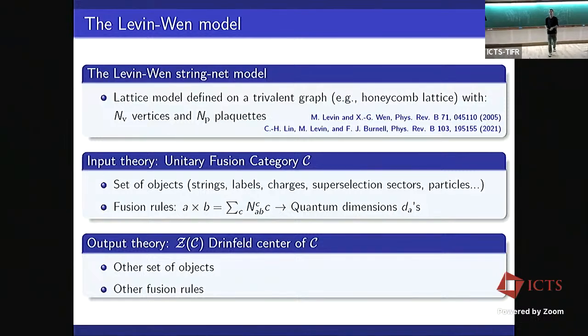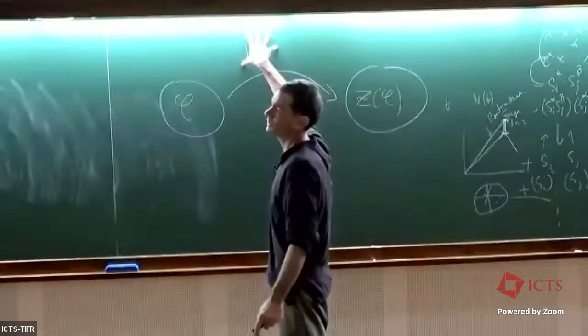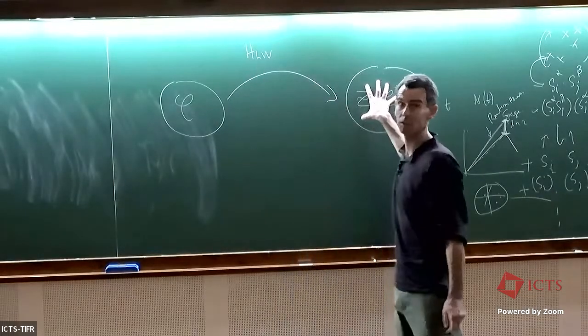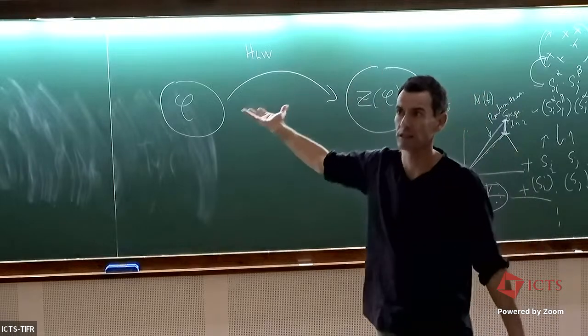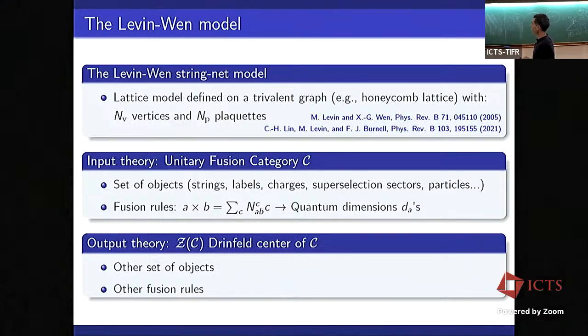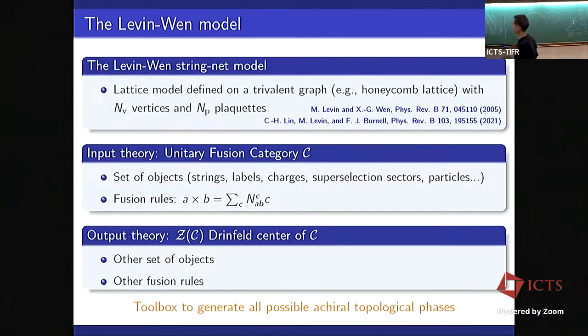Okay? So for people who are familiar with Kitaev's quantum double or toric code or things like this, it should be seen as a natural extension of this kind of thing, in the sense that in Kitaev's quantum double, you start from a group, and using the quantum double Hamiltonian, you find at the end of the day the double of the group as the anionic theory describing the system. Okay. So this is the input theory, that the output, and now we can try to understand what are the main properties. And I just first wanted to mention that this should be seen as a toolbox to generate any possible achiral topological phase.